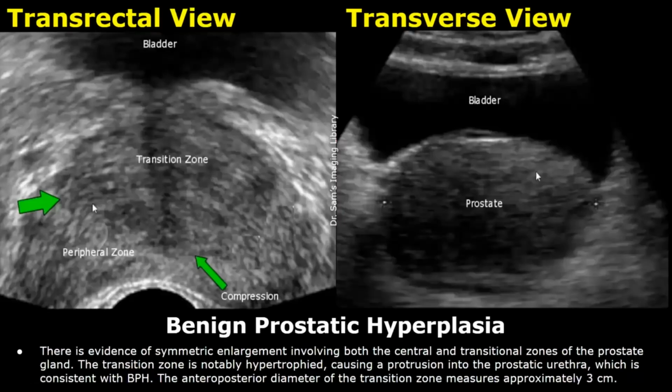There is evidence of symmetric enlargement involving both the central and transitional zones of the prostate gland. The transition zone is notably hypertrophied, causing a protrusion into the prostatic urethra, which is consistent with BPH. The antero-posterior diameter of the transition zone measures approximately 3 centimeters.